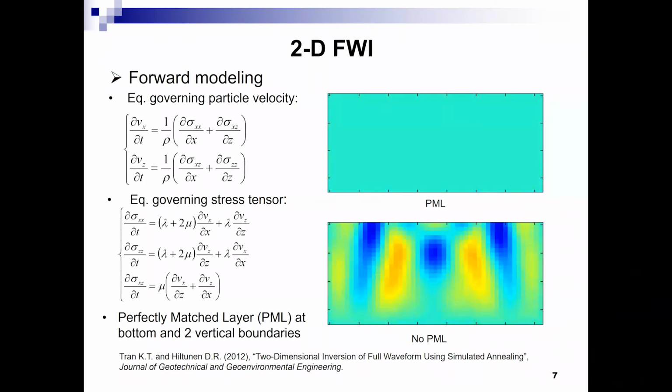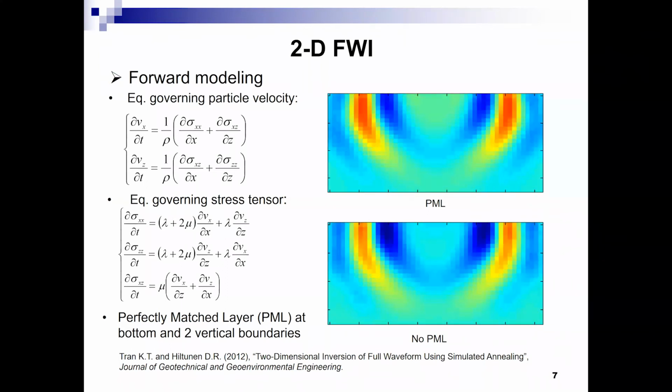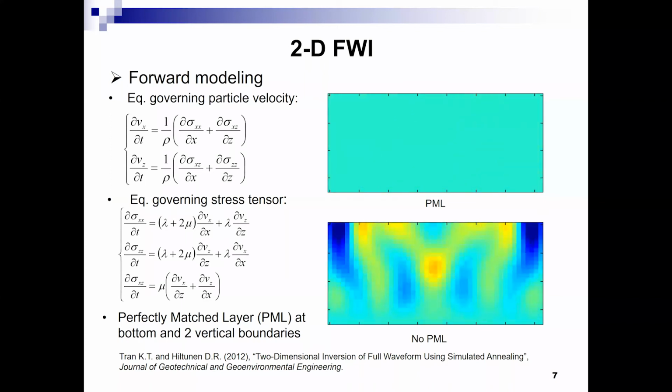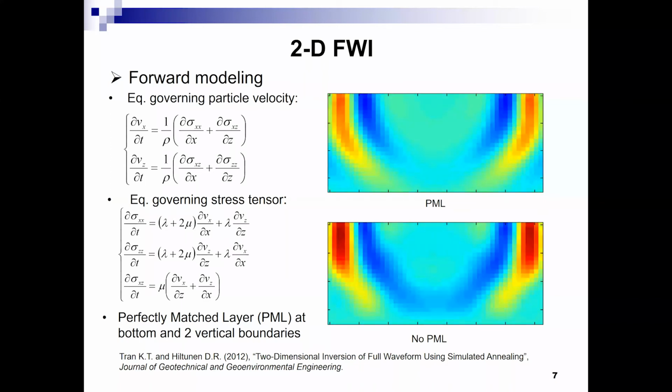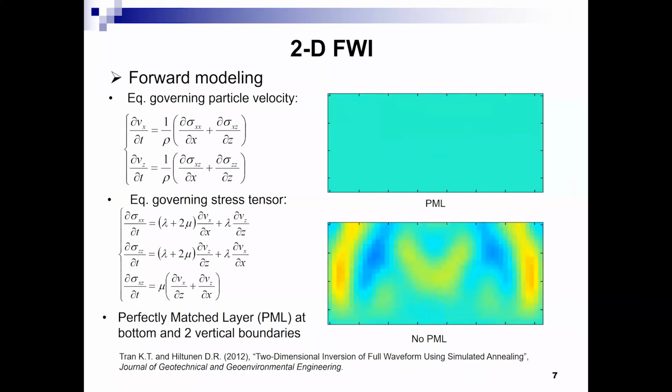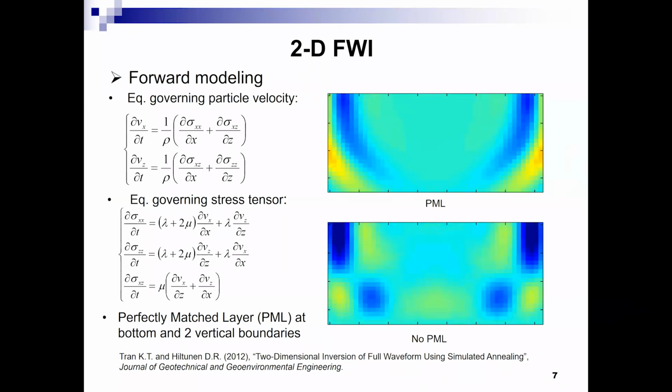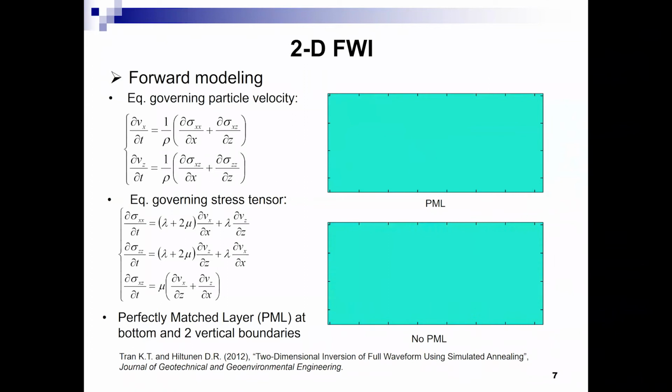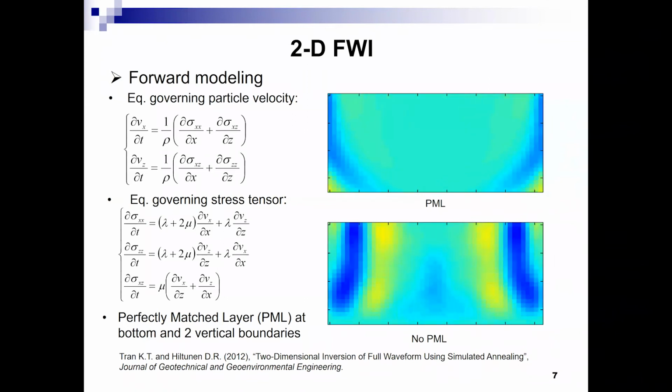The top one, the signal propagates through the boundary without being reflected. The bottom one, the signal reflects back from the boundary. We don't want that. That is artificial signal. We want the signal reflected from the void, not from the artificial boundary.